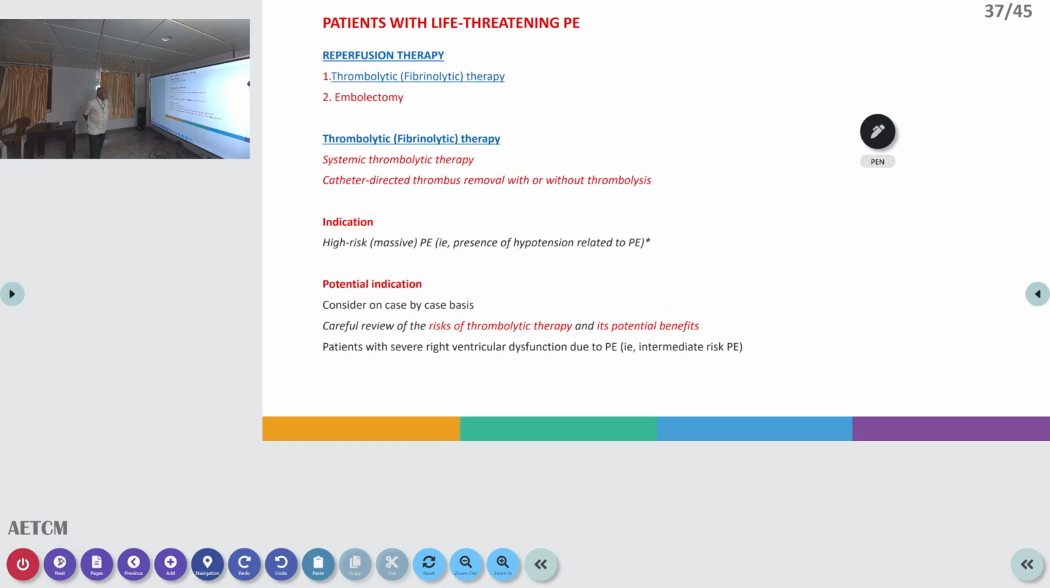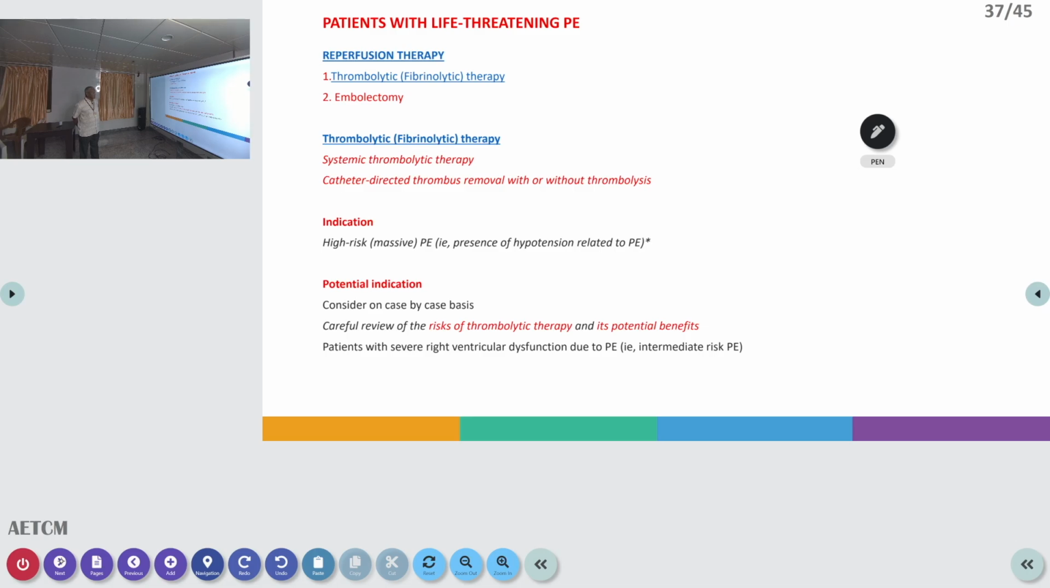Now, patients with life-threatening pulmonary embolism. We have seen in the video one of the patients who had life-threatening pulmonary embolism. What is to be done in that case? Now we have to go for reperfusion therapy. Again, two separate therapies are there. One is thrombolytic or fibrinolytic therapy.